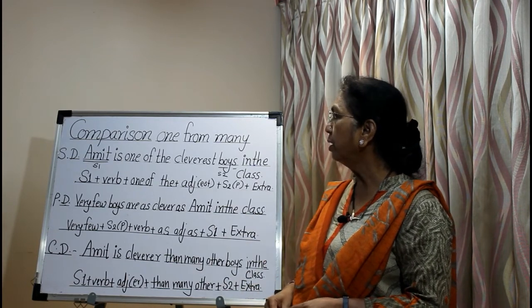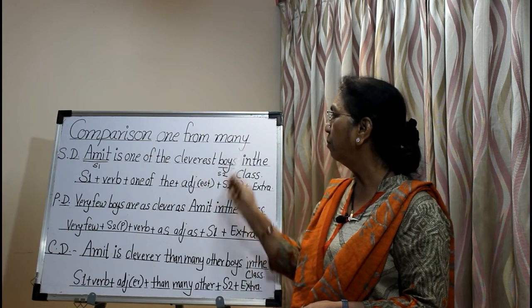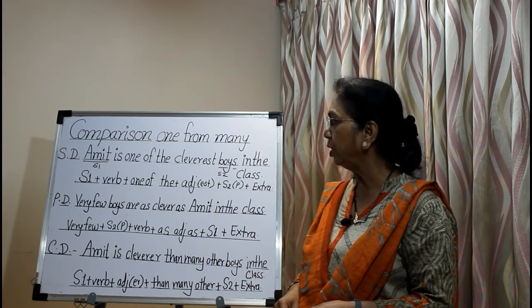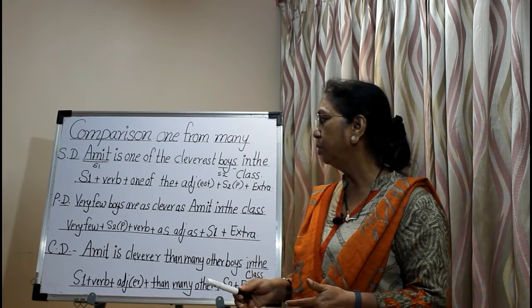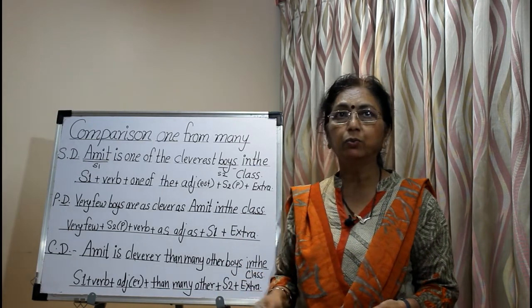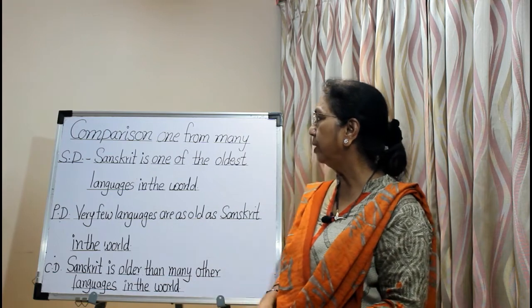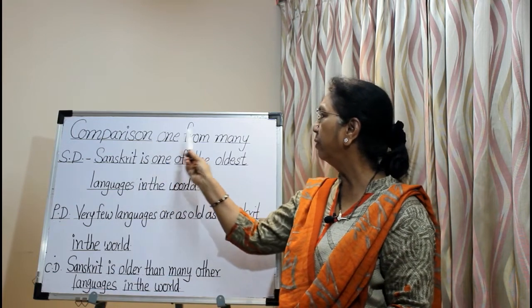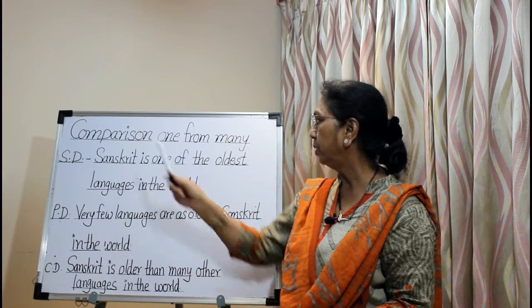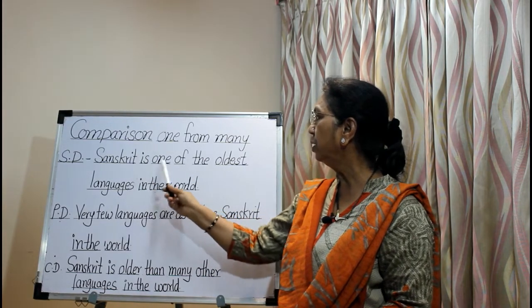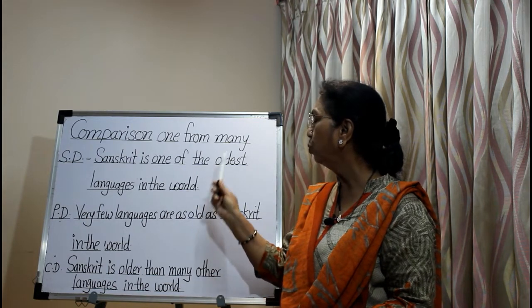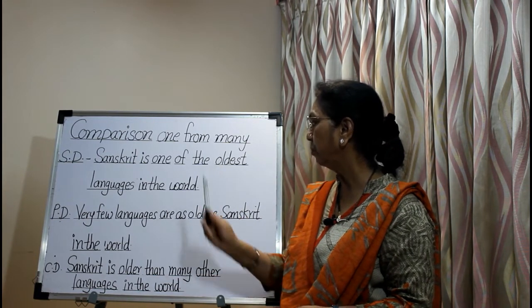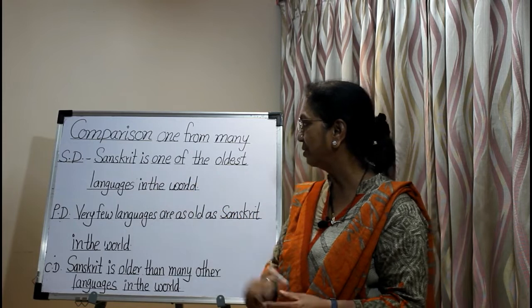So when the comparison is one from many, we can also change the sentence in all three degrees, that is positive, comparative and superlative. Now see one more example of comparison one from many. See first, Sanskrit is one of the oldest languages in the world. There are few old languages in the world, and from that one is Sanskrit.